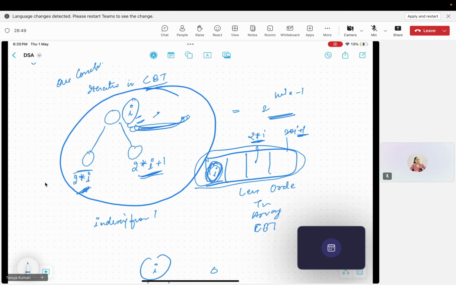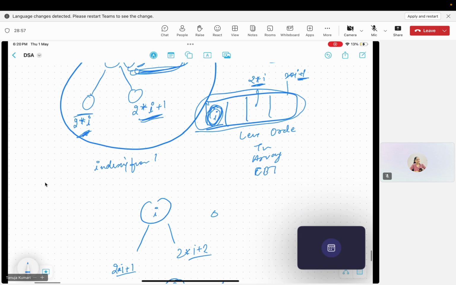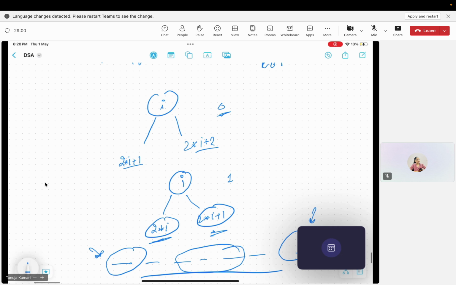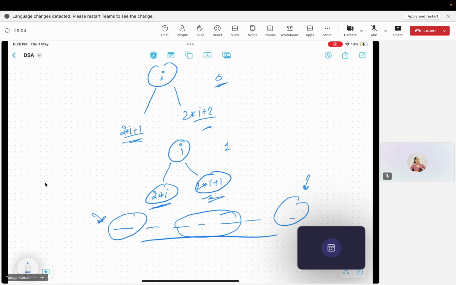Here this array is 1 indexed. That means I is the first element, which starts from index 1 and not 0. If it would have been 0, these would be the left and right child indexes, which is 2 cross I plus 1, 2 cross I plus 2, and if this is 1, it is this. How did we get this? So we already all know that every level will have 2 cross I minus 1 number of instances.